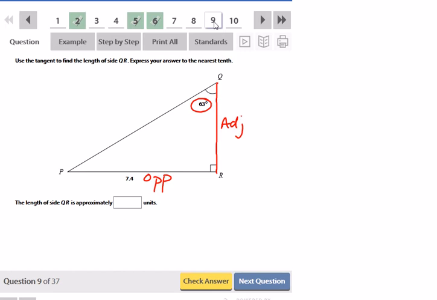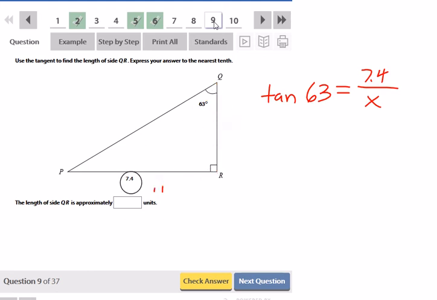So the trig ratio that relates opposite with adjacent is tangent. So I'm going to take the tangent of 63, and that's going to be equal to specifically the opposite over adjacent. So the opposite is 7.4, and the adjacent is what I'm looking for. So now I'm going to have to solve for x. I'll show you a shortcut.